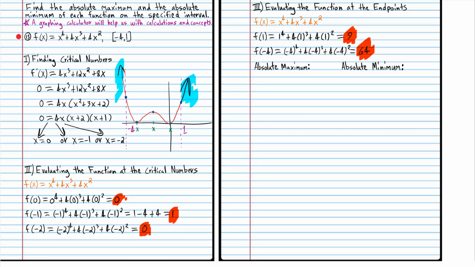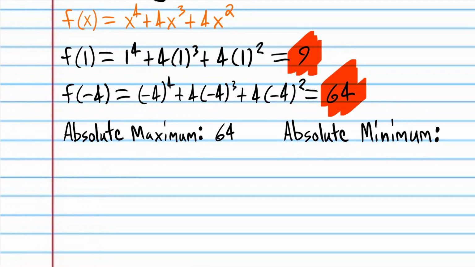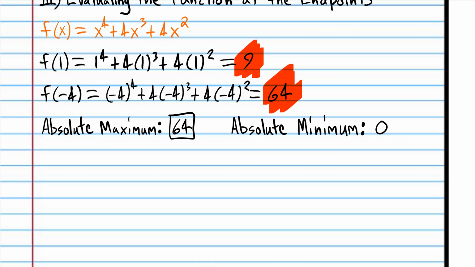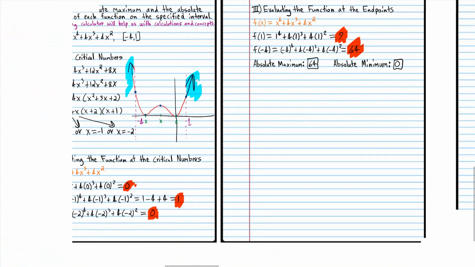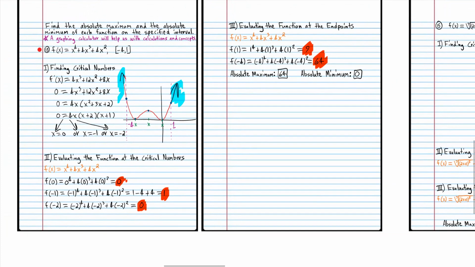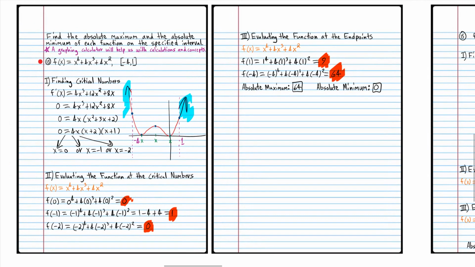So you can see that the biggest value is 64. So that corresponds to this number here. My graph is not drawn perfectly, but the absolute maximum value of the function on that interval is 64. The absolute minimum value of the function on that interval is 0, because that's the smallest value. Notice that there's 2 x values that produce the absolute minimum. Sometimes that happens. You can have multiple x values that produce the same absolute minimum. So that's how this works.